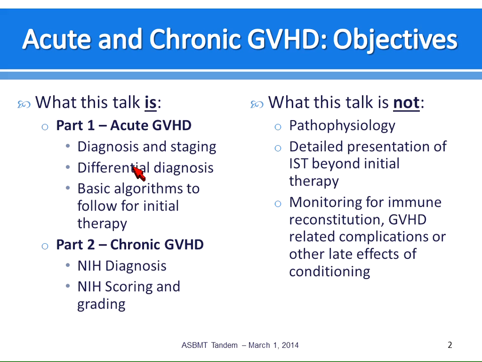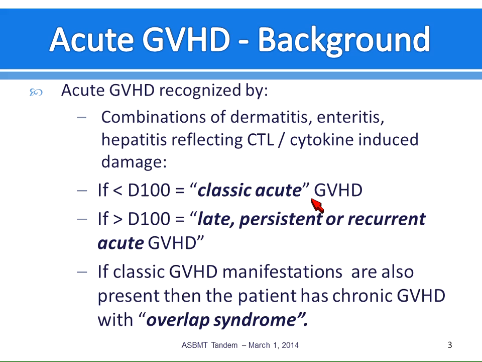So what I'd like to talk about is the diagnosis and staging of acute, the differential diagnosis of acute, because that's important, and I'll share with you some data that comes from our center, recently presented at the last ASH meeting, looking at initial therapy. And then in my role as co-chair of the CTN trial that was just mentioned, there is still clearly confusion about how to make an NIH chronic GVHD diagnosis and the scoring of that. So we'll focus on that and hopefully clarify those issues.